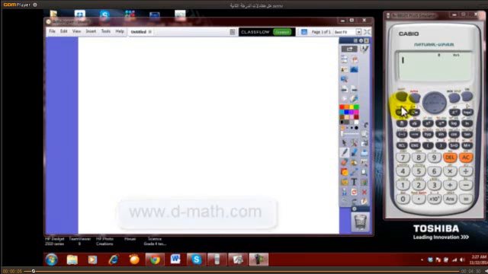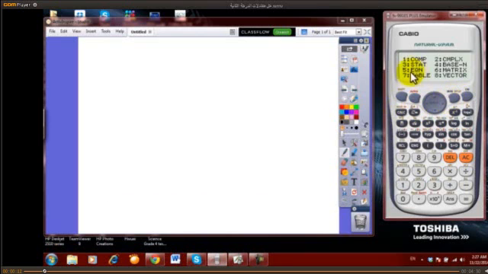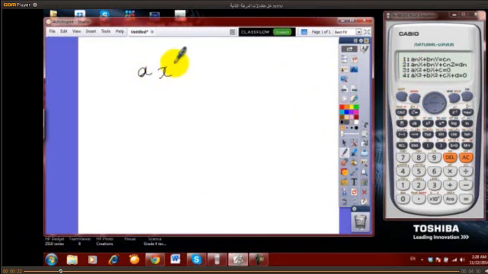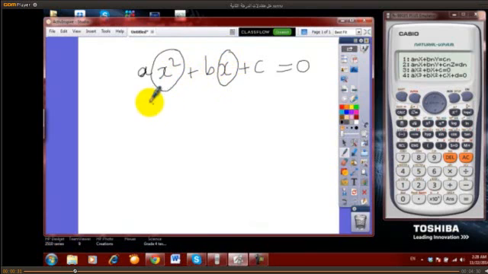Solving quadratic equations. Quadratic equation mode can be entered by pressing on the mode button, then choosing number 5, which represents the equation. A quadratic equation can be expressed as ax squared plus bx plus c is equal to 0, where x is the variable of first and second degrees, a is the coefficient of x squared, b is the coefficient of x, and c is a constant.